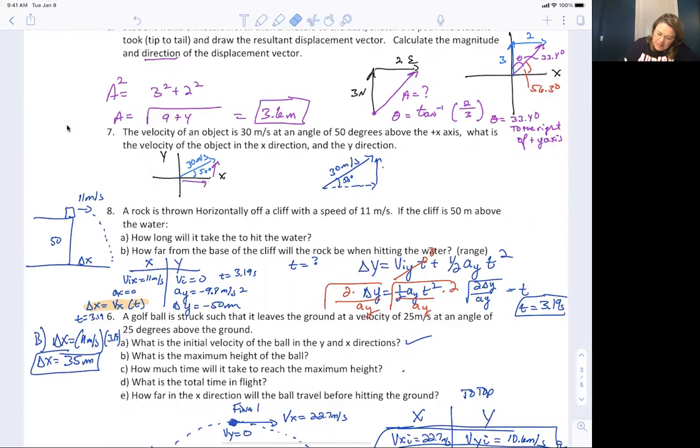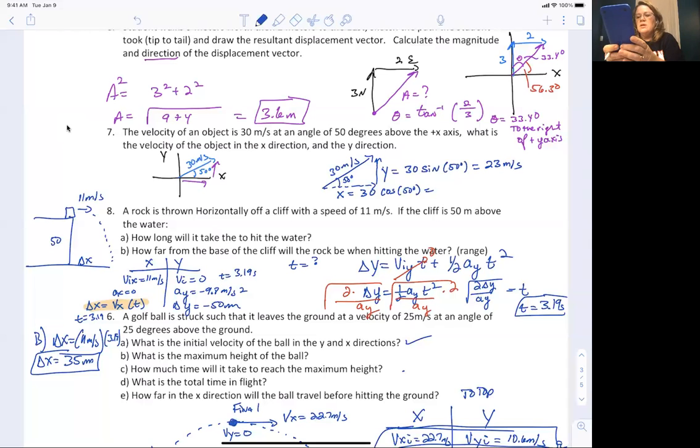Well, the y velocity is the opposite side. Notice it's the opposite side of 50 degrees, so I use the hypotenuse times the sine of 50 degrees. And the x side is the adjacent, so I take the hypotenuse times the cosine of 50 degrees. I can plug those into my calculator, and I get 30 times sine of 50 equals 22.98. I'll call that 23 meters per second.